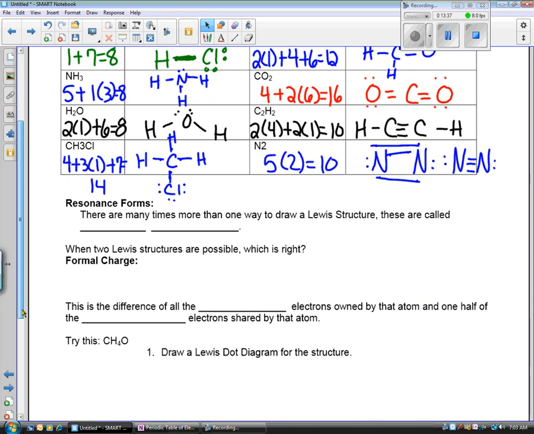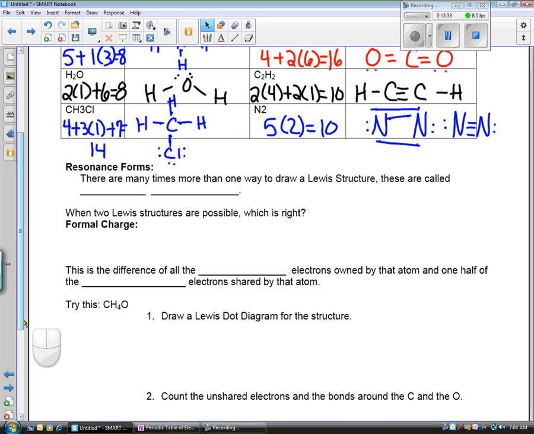Now, you can draw these a little differently. The ones I just did are pretty simple, straightforward, so there's only really one way to draw them. But sometimes there's going to be more than one way to draw a Lewis structure, and we call these resonance forms. Now, there's a way to know which one is right.